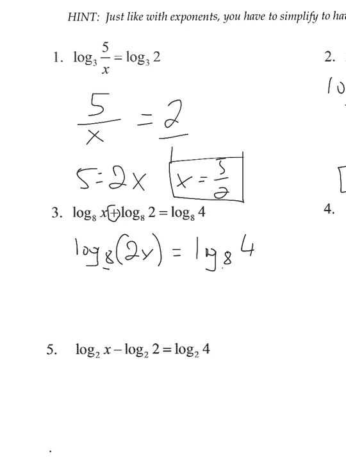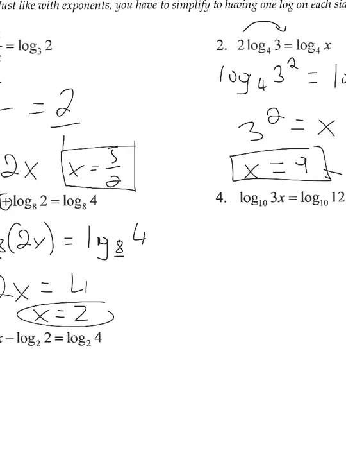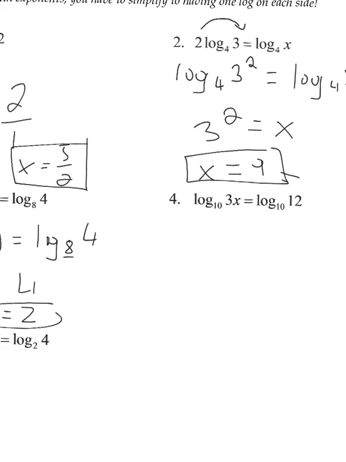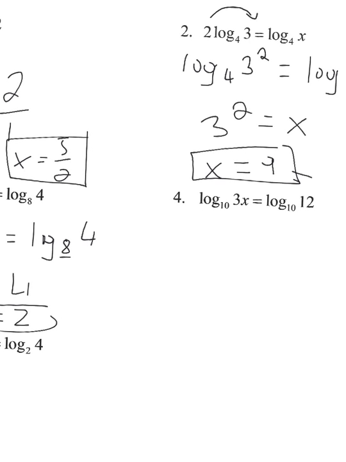Now, bases are equal. Then I can say 2x equals 4. Divide by 2, divide by 2. X is equal to 2. Two more examples. So question number 4, I think it's a little bit easier. Equal bases. And then I can say quickly that 3x is equal to 12. So what is the answer? X is equal to 4.